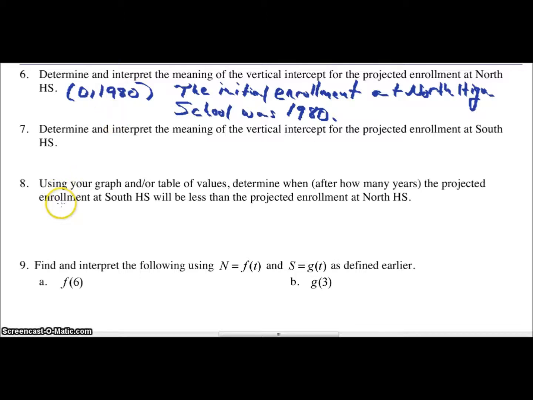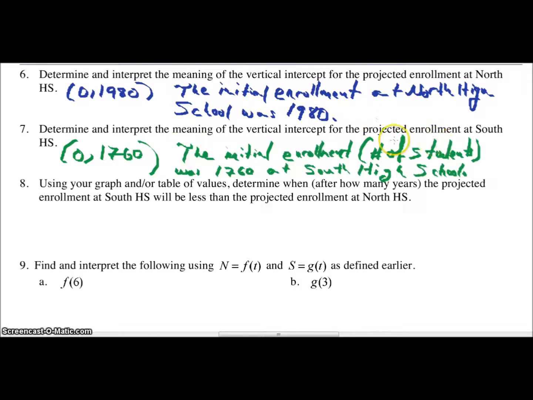Okay, and for number 7, determine and interpret the meaning of the vertical intercept for the projected enrollment at South High School. Well, that's (0, 1760), and that's the initial enrollment of South High School. And I probably should have specified the units in number 6. Number of students are the units of the enrollment.